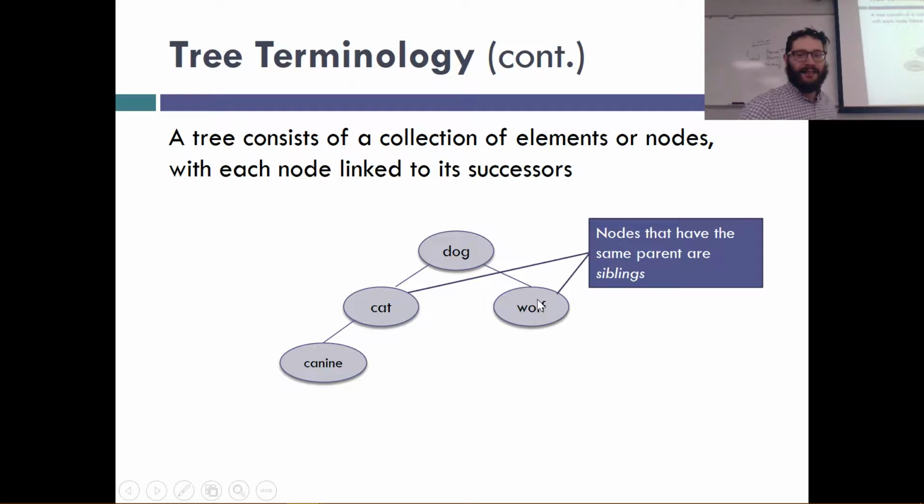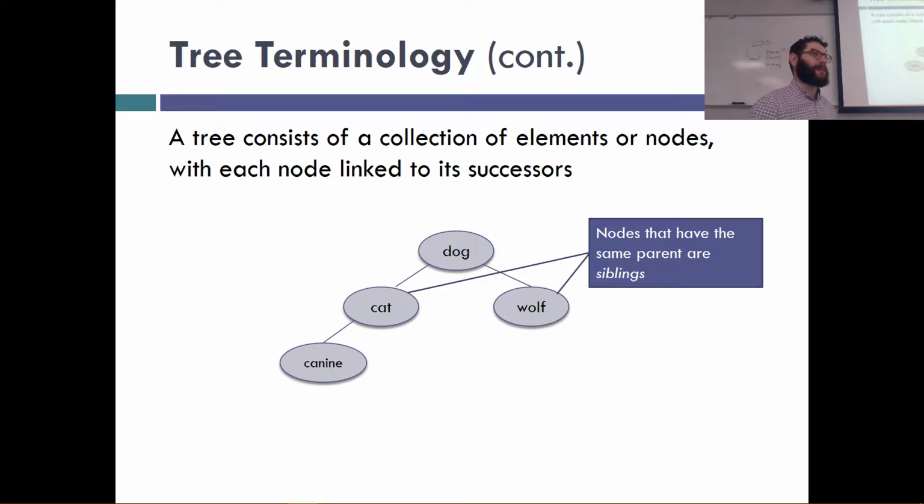That makes sense, right? So what about dog and canine? What would you say their relationship is? Grandchildren and grandparent, right? We can do this. If we want to generalize this out, there are terms in English we can use for that, where canine is the ancestor of dog, and dog is the descendant of canine, right? Ancestor basically generalizes the whole parent relationship of the tree. So I can have a lot of ancestors.